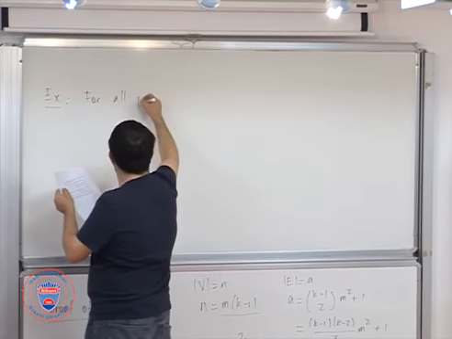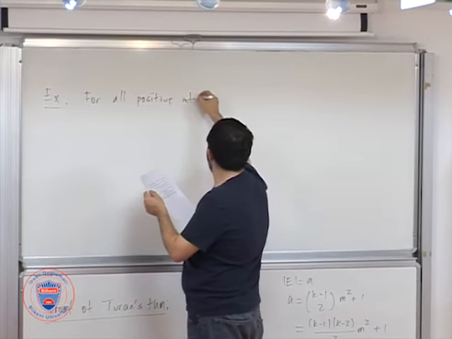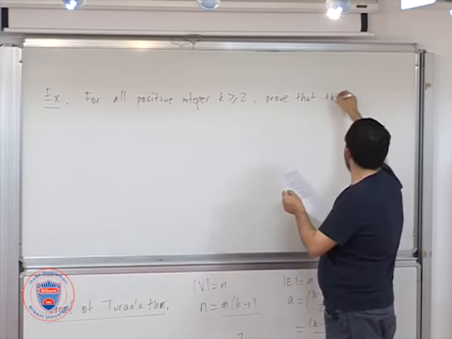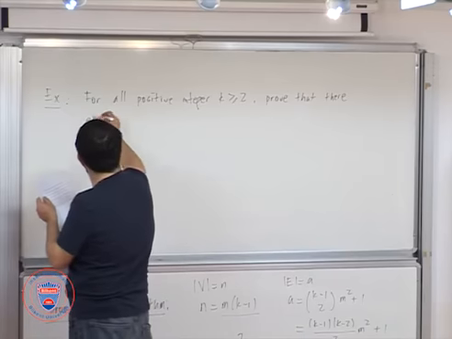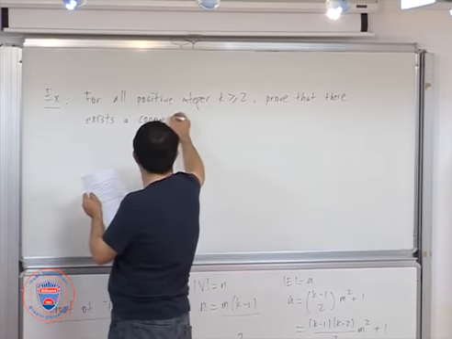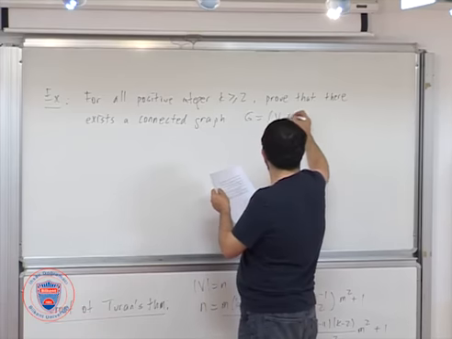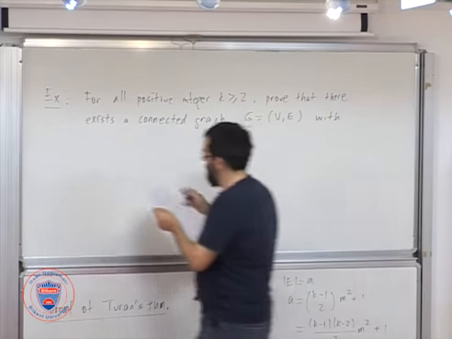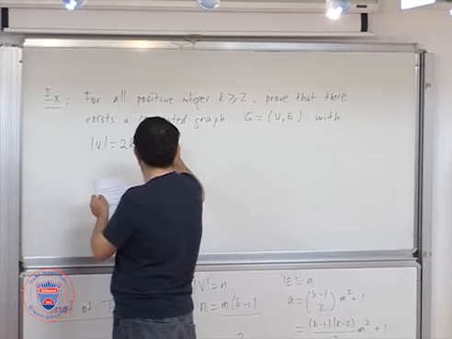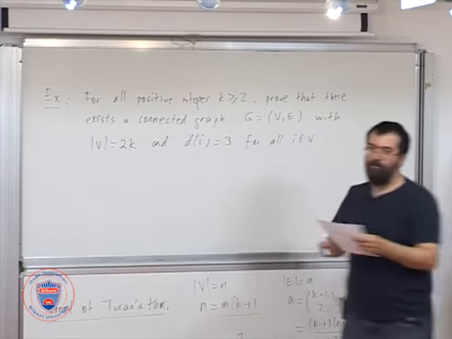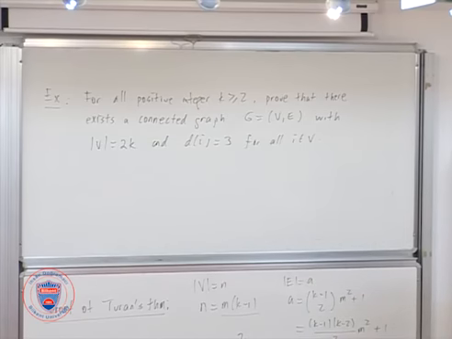For all positive integers k bigger or equal to 2, prove that there exists a connected graph G with vertices V and edges E, where the number of vertices is 2k and the degree of each vertex is 3. It's a prove-that question, right?